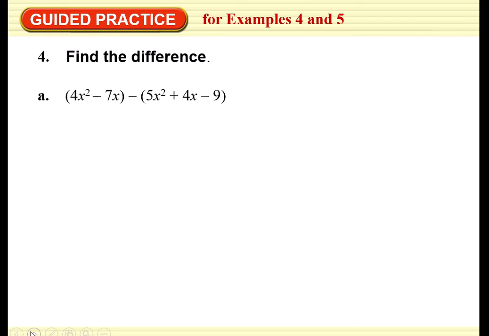Alright, so let's do a couple of guided practice. Find the difference. So go ahead, line it up horizontally or vertically, pause the video, and see if you can get what we get. Alright, so we do get 4x squared minus 5x squared for negative x squared, negative 7x minus 4x for negative 11x, and a minus negative 9, which gives me a positive 9.